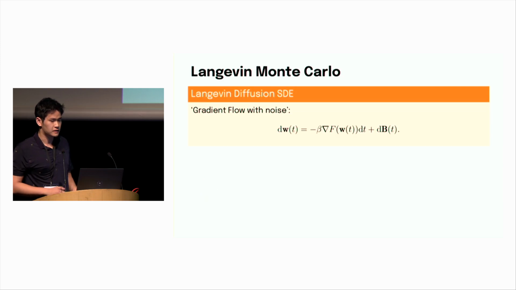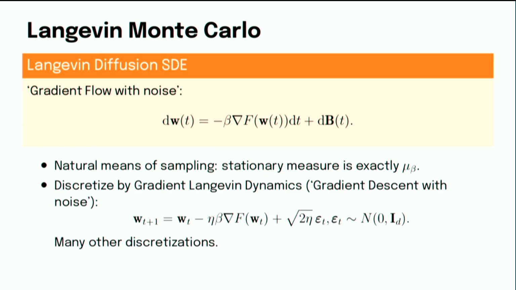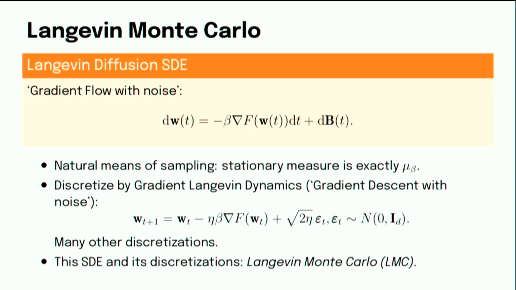A canonical means of doing so, at least if we could simulate continuous time, is the Langevin diffusion SDE, which can be viewed as gradient flow plus noise in the form of a Brownian motion. This is a natural means for solving this problem because in the limit as t goes to infinity, the stationary measure of this SDE is exactly mu beta. There are many discretizations of this SDE. Perhaps the simplest is the gradient Langevin dynamics, which you can view as gradient descent plus appropriately scaled noise, but there are many other very clever, elegant discretizations. Broadly, this SDE and its discretizations we refer to as Langevin Monte Carlo.